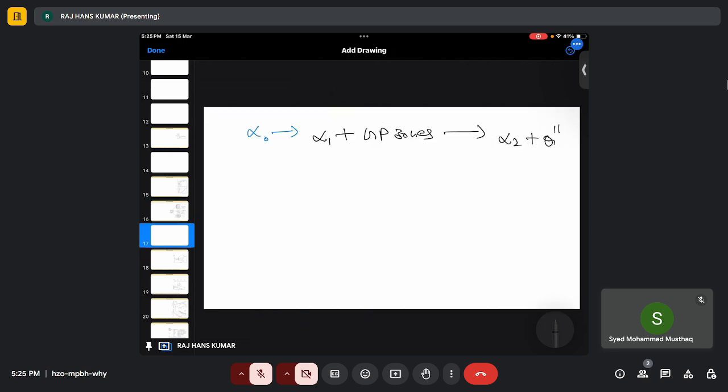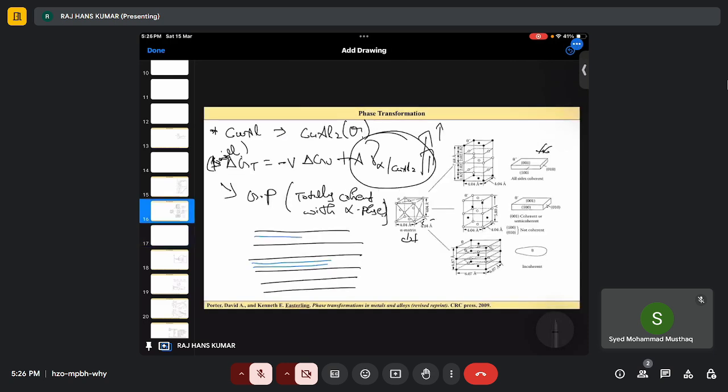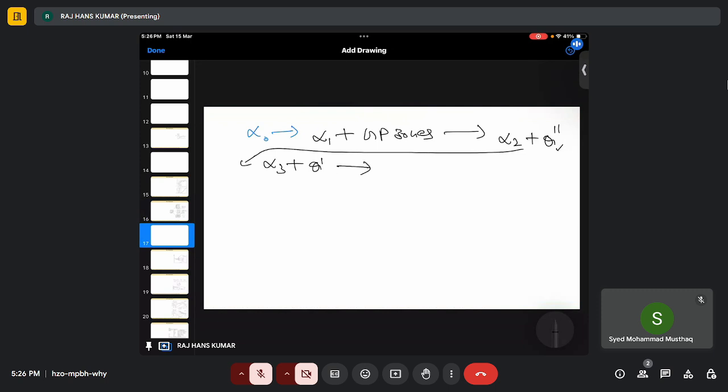Next, after that, you will have alpha 3. Why? Because more and more B atoms are being rejected. So this will turn into alpha 3 plus theta prime. Now, theta prime has two incoherent sides, and one coherent or semi-coherent side. Next, it will turn into alpha 4 plus theta.